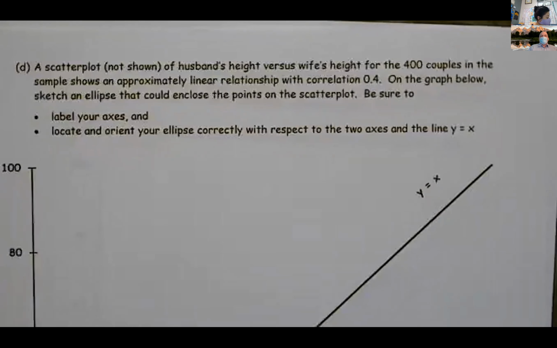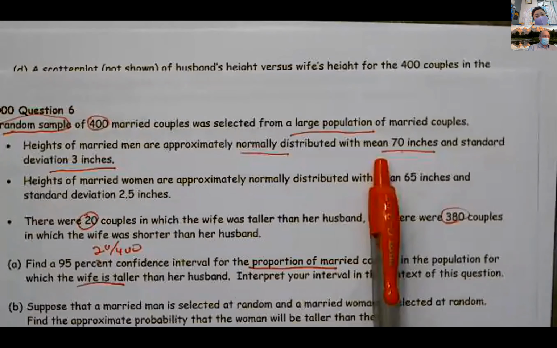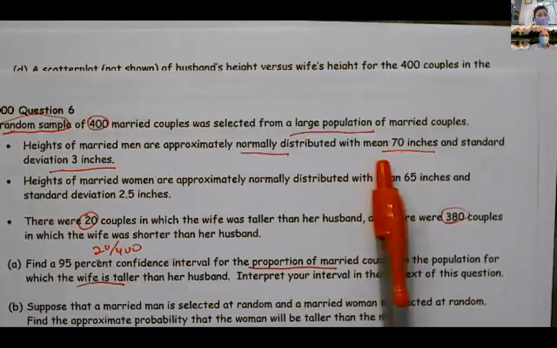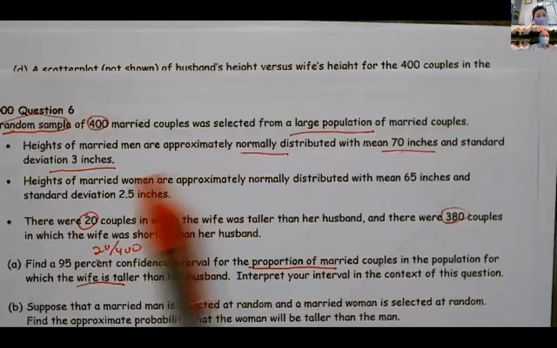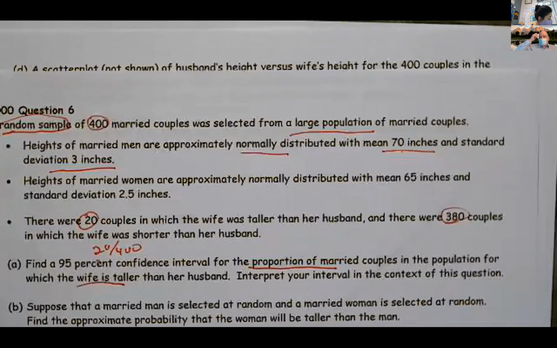And I'll be truly honest with you. The first time I ever read this question, I was like, I don't have much idea. Let me go back and read what they told me at the very beginning. And that's what I did. I went back and read what they told me at the beginning. They said, oh, married men have a mean of 70 with a standard deviation of 3. And I go, oh, let me think for a moment.